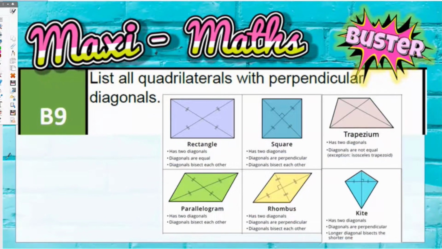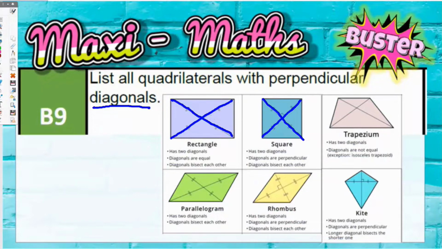Question 9, list all the quadrilaterals with perpendicular diagonals. Well, we've got the main types of quadrilateral here: rectangle, square, trapezium, parallelogram, rhombus, kite. Diagonals, we need to understand that diagonals are the lines you get when you join the opposite corners. So these two lines are diagonals of the rectangle, these two lines are diagonals of the square, and so on. And as you can see, I've got the diagonals already drawn on the other shapes.